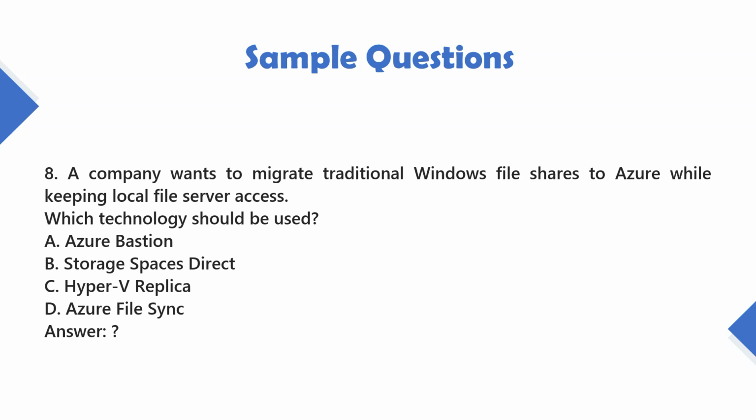8. A company wants to migrate traditional Windows file shares to Azure while keeping local file server access. Which technology should be used? A. Azure Bastion. B. Storage Spaces Direct. C. Hyper-V Replica. D. Azure File Sync.